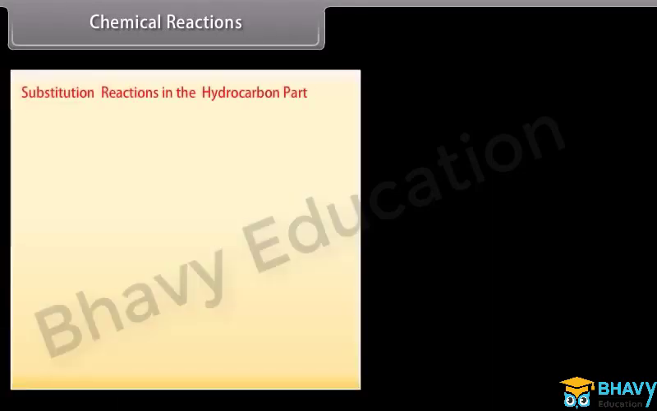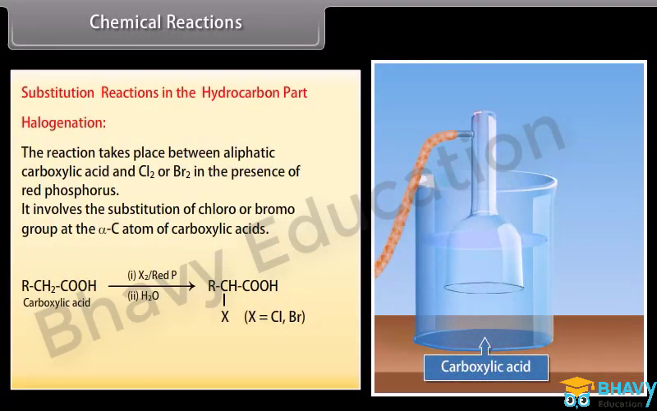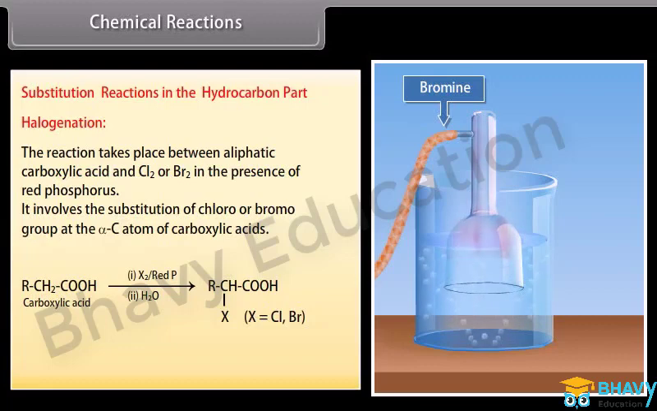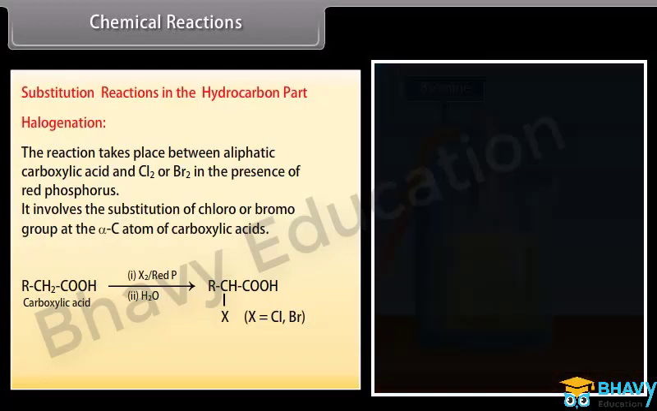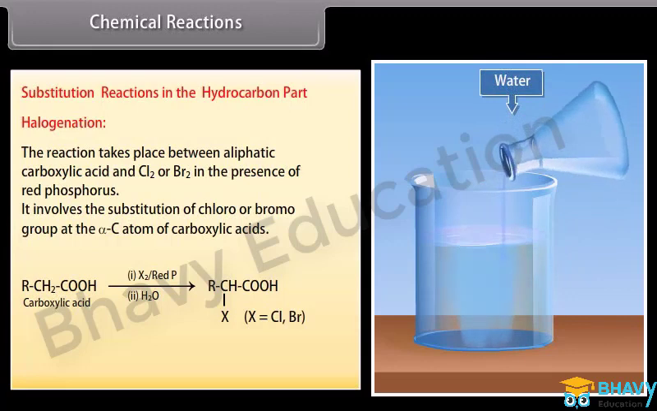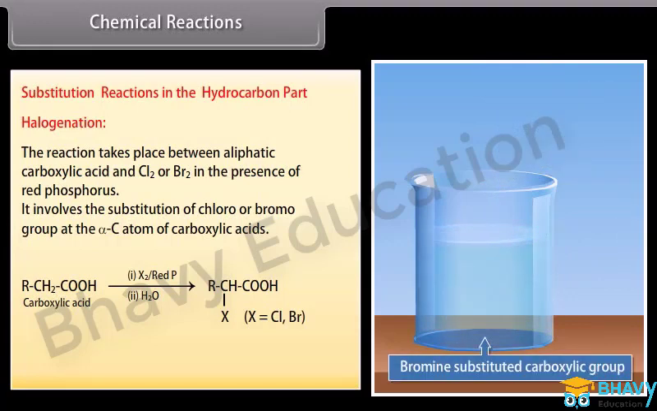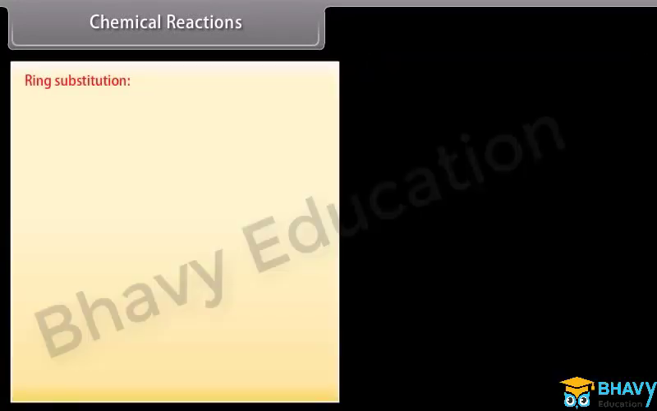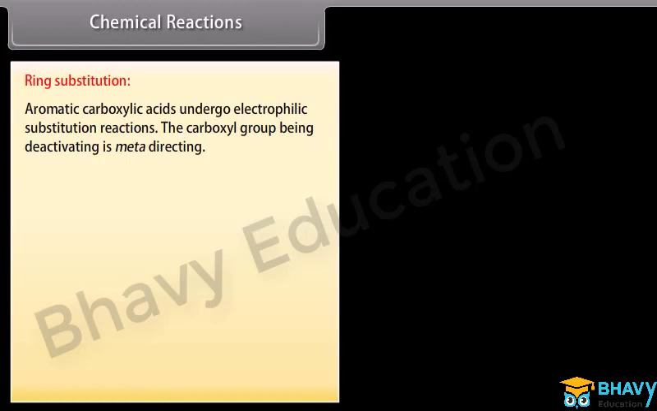Chemical reactions. Substitution reactions in the hydrocarbon part. Halogenation. The reaction takes place between an aliphatic carboxylic acid and chlorine or bromine in the presence of red phosphorus. It involves the substitution of a chloro or bromo group at the alpha carbon atom of carboxylic acids. The reaction is known as the Hell-Volhard-Zelinsky reaction.